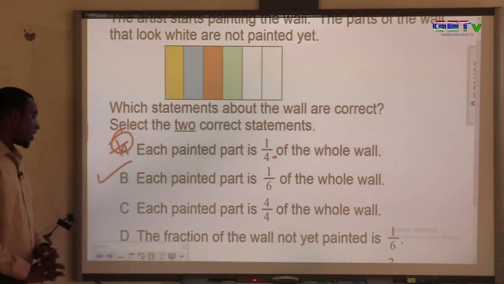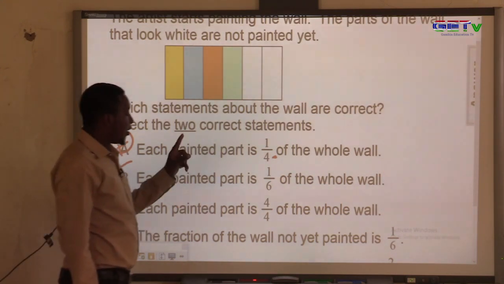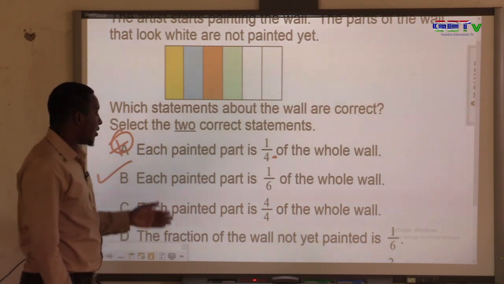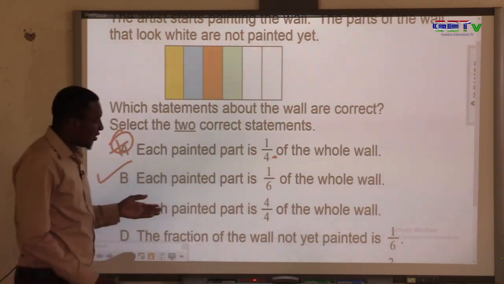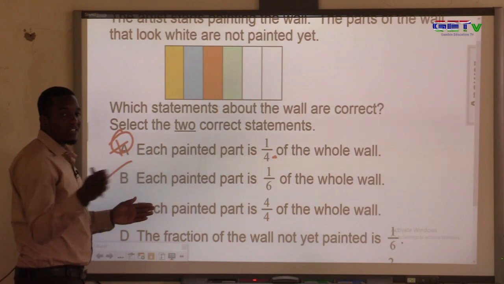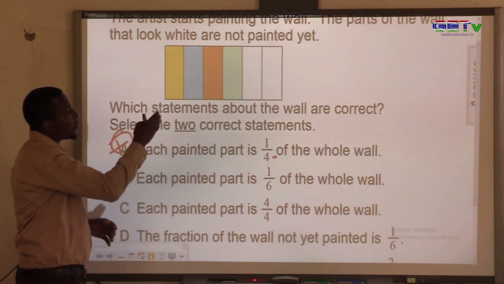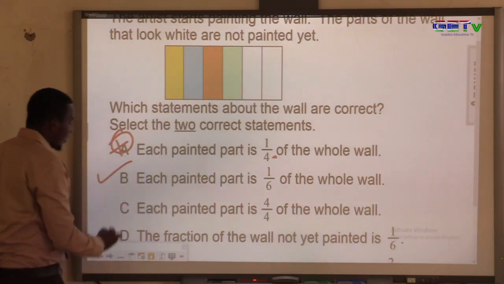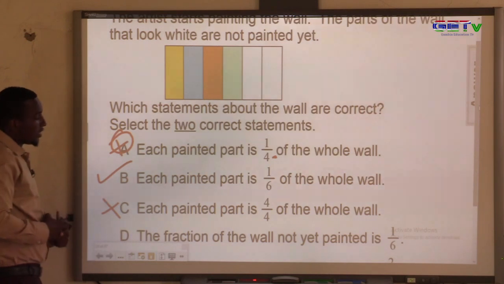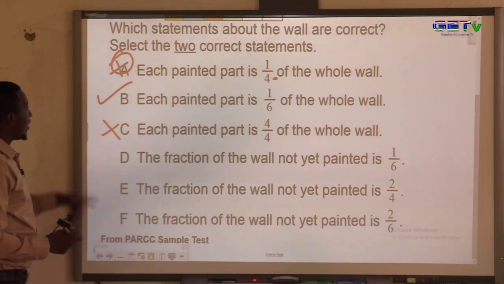Then we look at the third statement. It reads, each painted part is 4/4 of the wall. What this statement simply means is the wall is divided into 4 equal parts and all the 4 parts are shaded. But if you take reference from the wall, it is divided into 6 equal parts and 4 out of those equal parts are painted. So the third statement is also not correct. So far we have only one statement that is correct, which reads, each painted part is 1/6 of the whole wall.